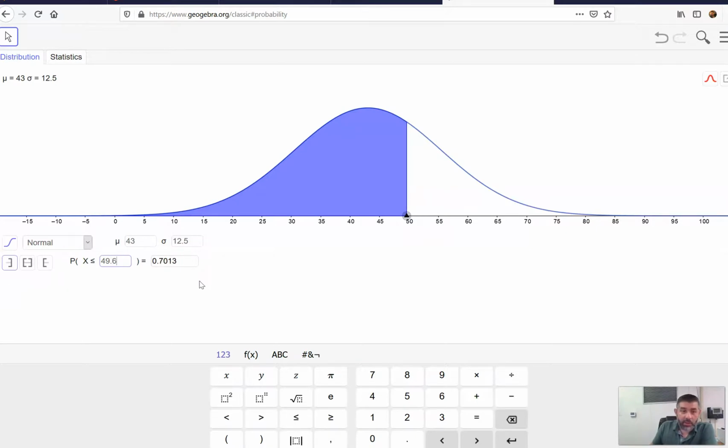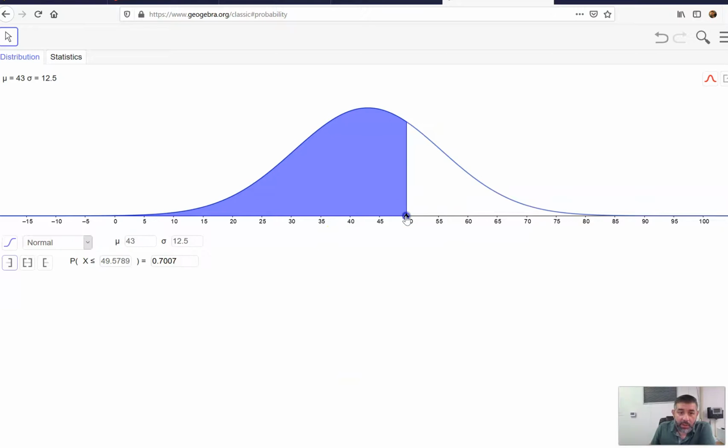We can get as close as we can, but we're just going to use what GeoGebra has here, which is about as close as we're going to get. 0.7007. It's pretty good. So that's 49.57. So I'll say 49.6. If you're really close like that, that's going to be good enough. You're not going to have to be super duper precise. It's not really going to change much for us. So we're going to say 49.6 is the 70th percentile. Again, we're looking at the percentage right there.